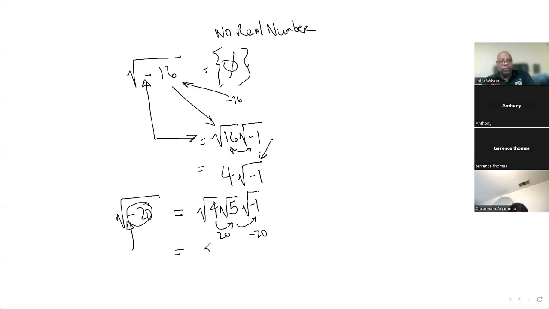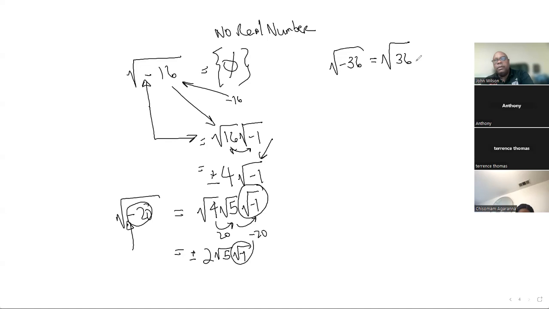Next, we get 2 radical 5, right? We should say plus or minus. Sorry about that. This should be plus or minus up here too. I didn't do that. Plus or minus 2 radical 5 times the square root of negative 1. So it seems like we're always going to have this square root. Let's do another one. Square root of negative 36. Well, square root of 36 times the square root of negative 1. And we get plus or minus 6 times the square root of negative 1.